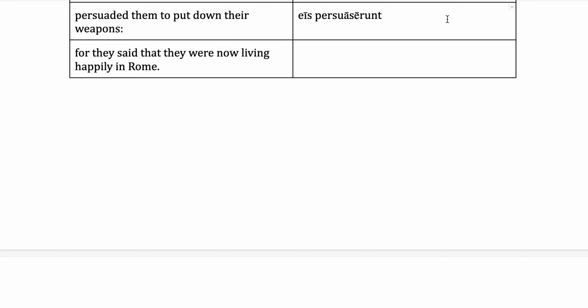And this verb to persuade is followed by ut and subjunctive. So they persuaded them to ut, and then we'll leave the verb to the end. So we'll do the weapons first.